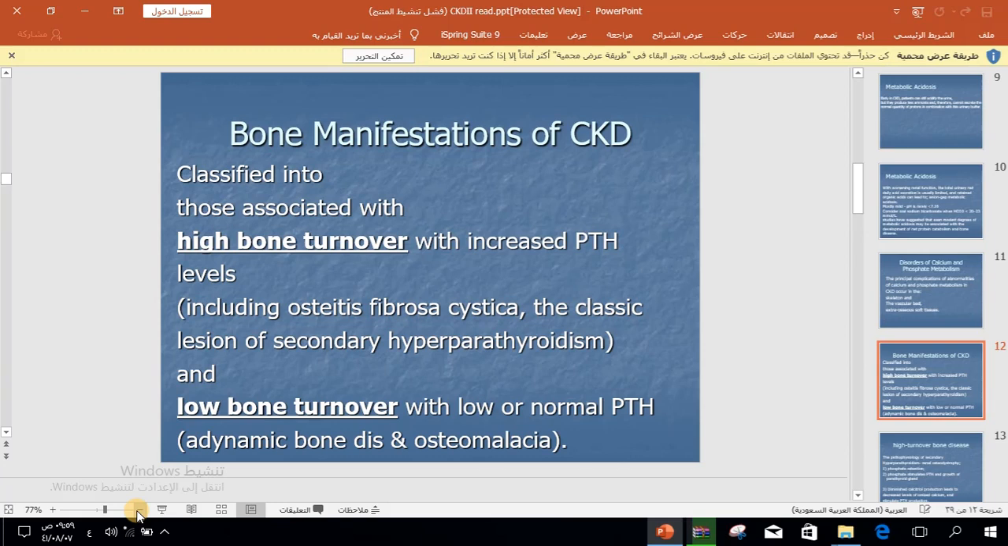The bone manifestation of CKD is classified into high bone turnover disease, like osteitis fibrosa cystica or renal osteodystrophy, secondary hyperparathyroidism, and the second is low bone turnover disease. So we have high bone turnover disease and low bone turnover disease. In low bone turnover disease, we don't have hyperparathyroidism. The parathyroid hormone is usually low or normal, and we call this adynamic bone disease and osteomalacia.